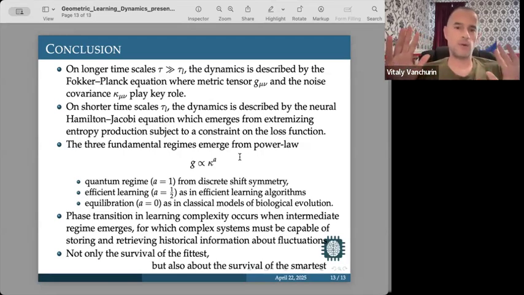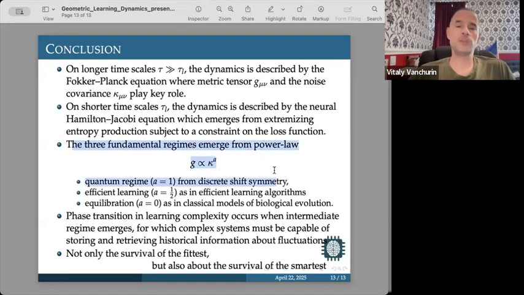Okay, so let me conclude the main results. On the very large time scales, you can describe everything with a Fokker-Planck equation, but there will be G mu nu and kappa mu nu, and it will be an anisotropic Fokker-Planck equation, which is very important. Now, on the shorter time scales, there is a more fine-grained description using this neural Hamilton-Jacobi equation, which in certain limits is identical to the quantum Hamilton-Jacobi equation, which in certain limits is identical to the Schrodinger equation when you have symmetry in the shift.